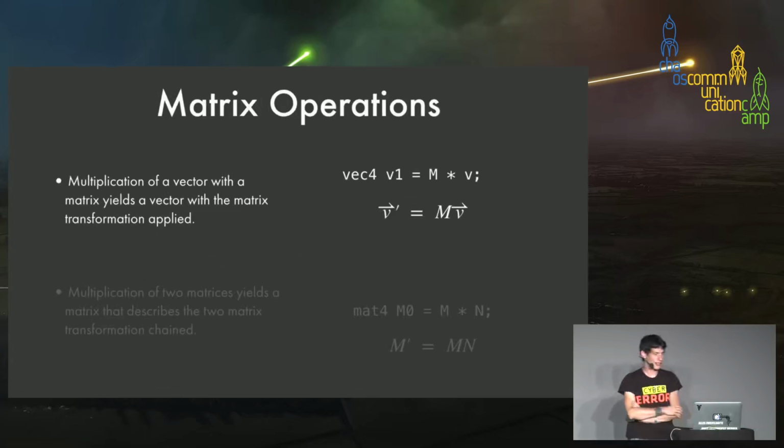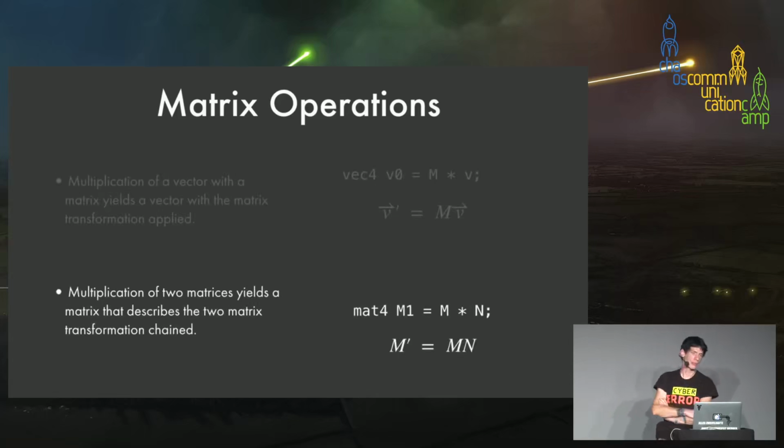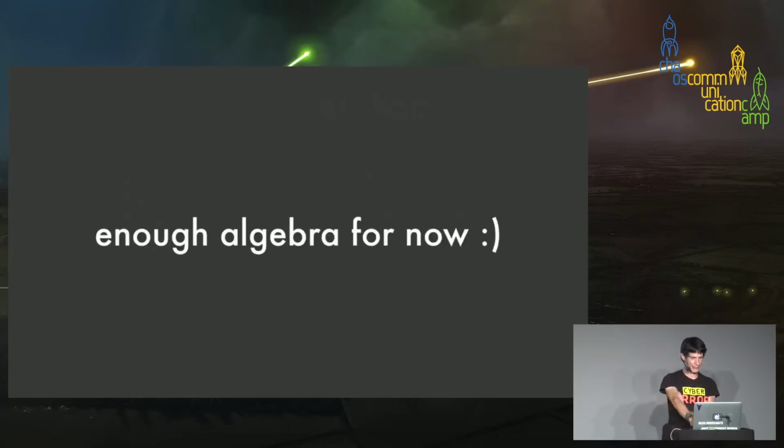There are two matrix operations that are important to us. If you multiply a vector by a matrix, you get a new vector that has the operation represented by the matrix applied to it. And you can multiply matrices with each other, which basically combines the operations each matrix represents, so that you can keep a set of transformations in a single matrix. You only have to do the multiplication once. So that's about it, a very brief overview of the required algebra. Let's look at the code.